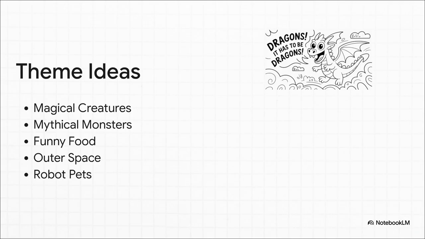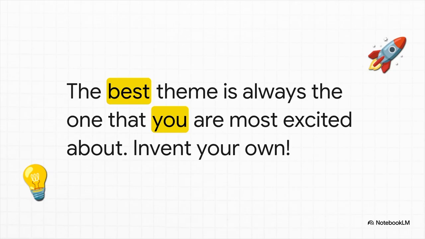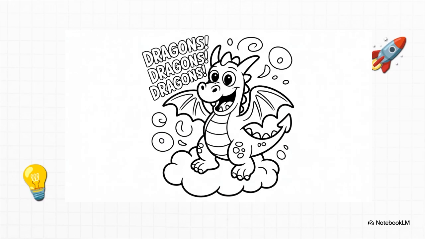Ooh, you know what I like? The idea of designing our own robot pets. These are just some ideas to get your brain going. But honestly, the best theme is always going to be the one that you're super excited about. So go ahead, invent your own. How about skateboarding vegetables or ninjas in the kitchen? Seriously, anything you can think of works.